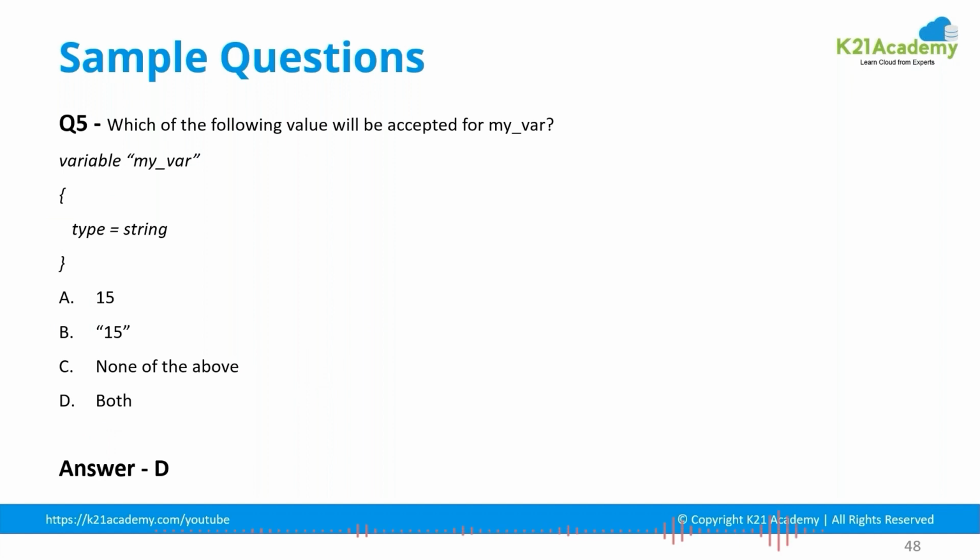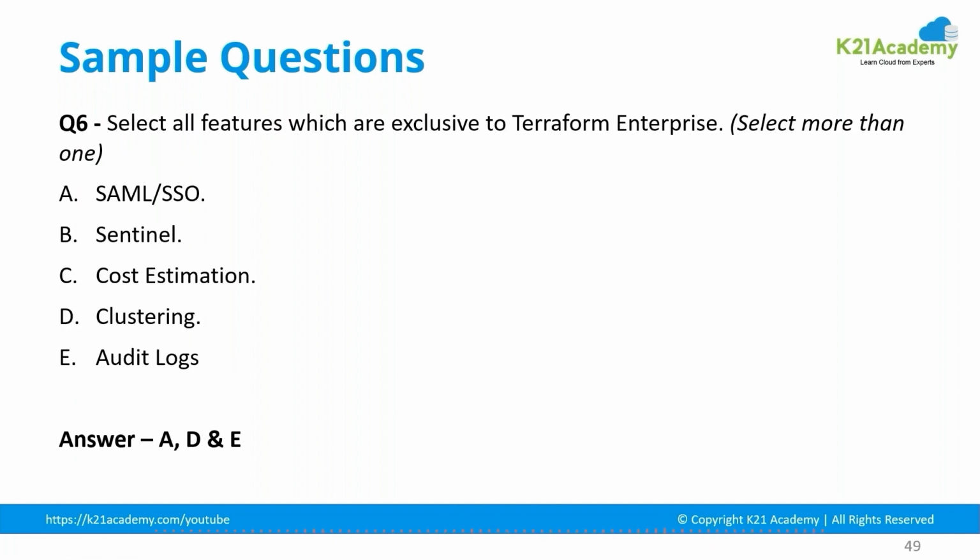My underscore var, now where I have defined it. I think during one of our sessions we have also seen it: 15 and 15 in quotes, because this is a string. A string is going to accept both. If it is, say, a number, then only 15 will be accepted. But a string basically takes everything, with quotes and without quotes. So you can find these kind of tricky things in the exam.